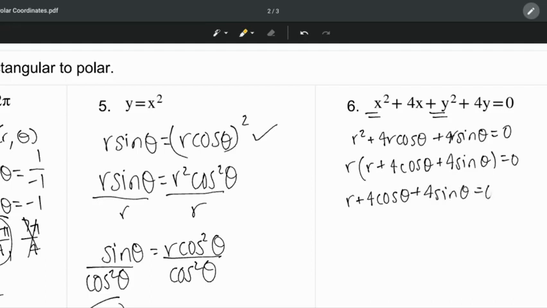polar equation, and I can get r by itself by subtracting the 4 cosine and the 4 sine over. So I have r equals -4 cosine theta minus 4 sine theta.